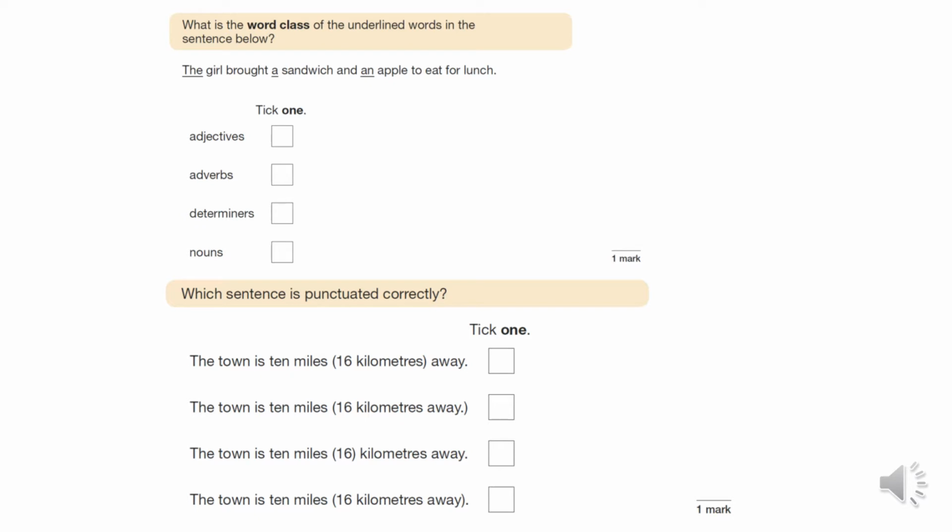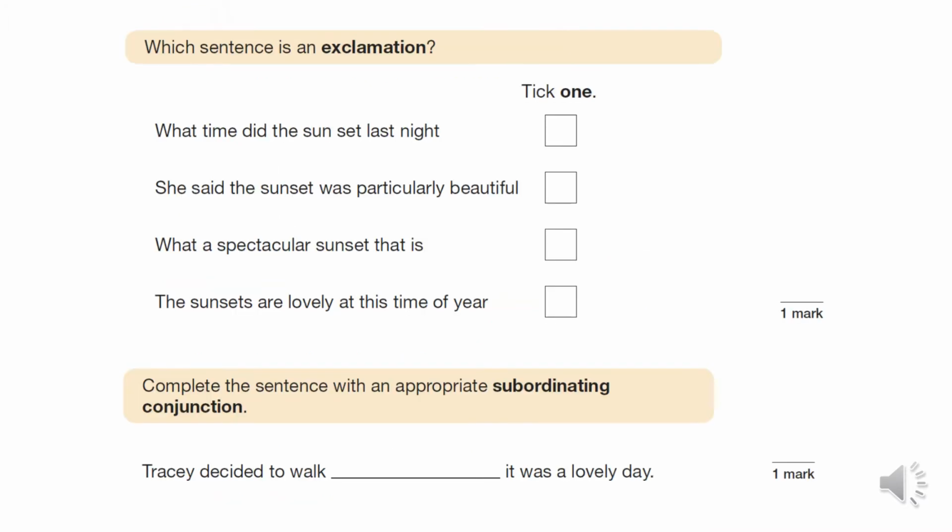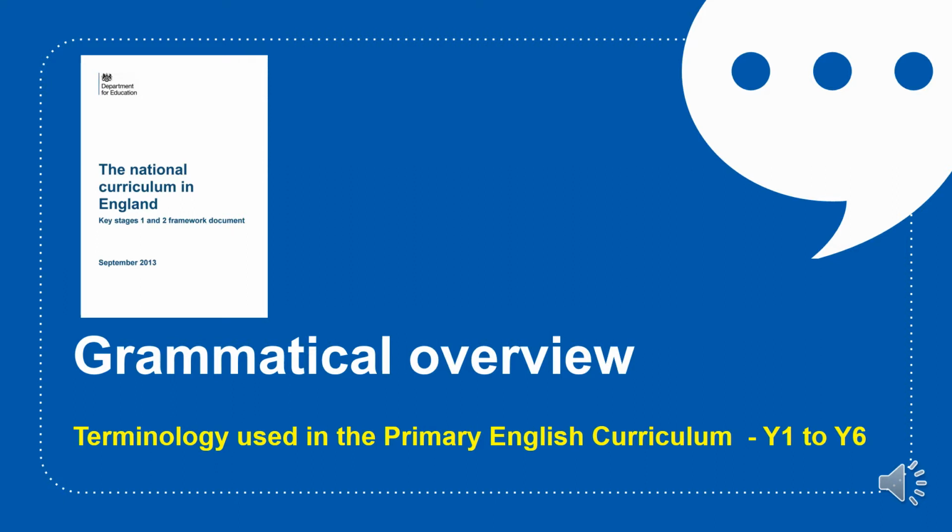And the next question is about punctuation. So which one is punctuated correctly? Here, which sentence is an exclamation sentence? And exclamation sentences a few years ago were a big part of the teaching of Year 2, and pupils were required to understand what an exclamation sentence was. Here, complete the sentence with an appropriate subordinating conjunction. So as you can see, there is a lot of terminology that pupils need to be able to understand and learn.